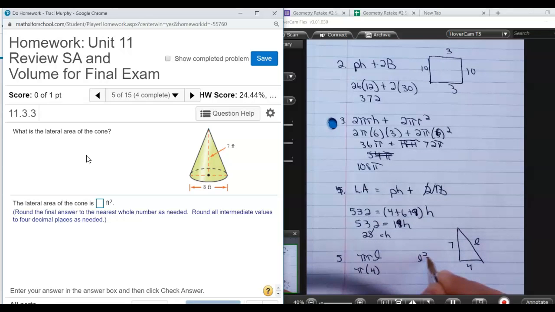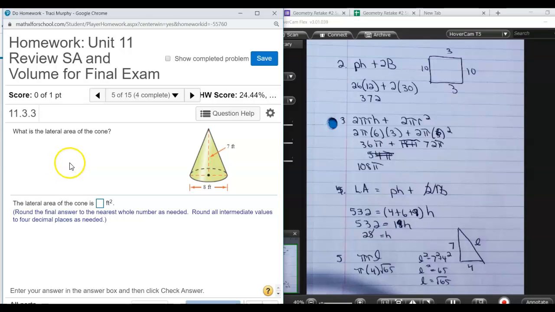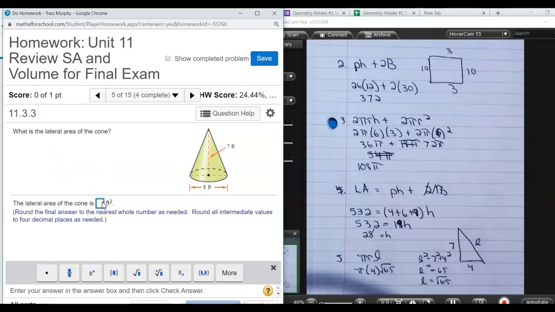We've got l squared equals 7 squared plus 4 squared. Go type that in my calculator. I've got 65, and then I need to take the square root of 65. And I'm just going to write radical 65 here. It says round it to the nearest whole number. So typing that in, pi times 4 times the square root of 65, I get 101 and whole numbers.